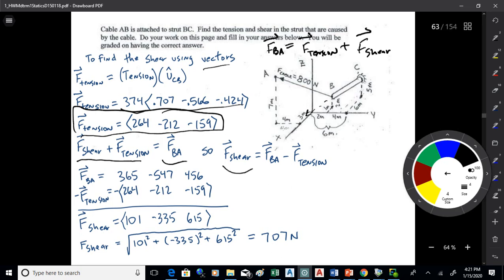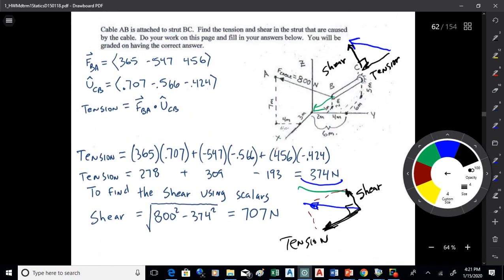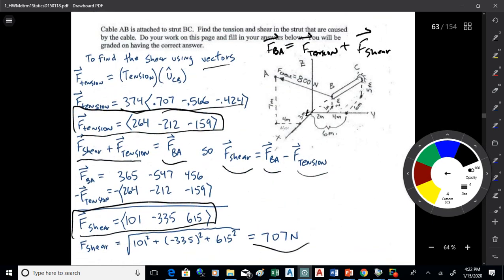So if I want to find that shear vector, I can just take the total vector from B to A and subtract off the tension. So I have the total vector from B to A. I found that earlier. I've got my tension vector here. Just do the subtraction. I'll get the shear vector right there. If I want the magnitude of that shear vector, I take the square root of the sum of the squares, and I get 707. Just as I did earlier doing the theorem of Pythagoras. See, I get the same answer, just by different means.